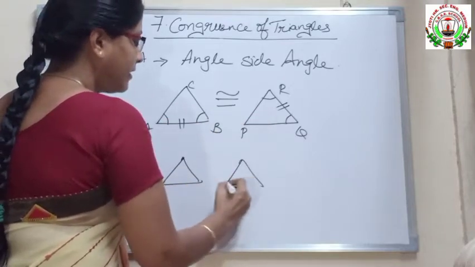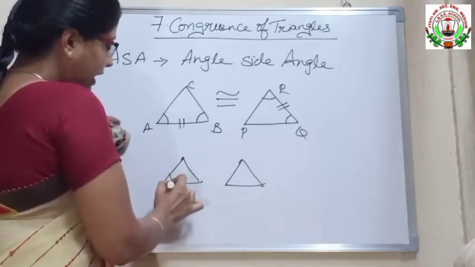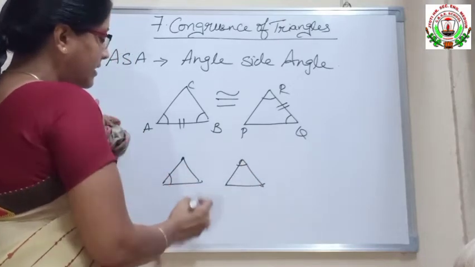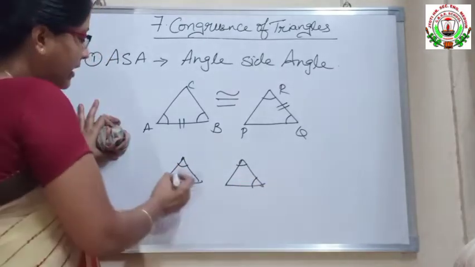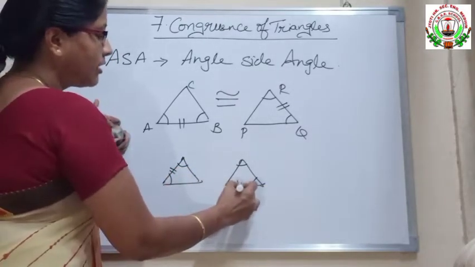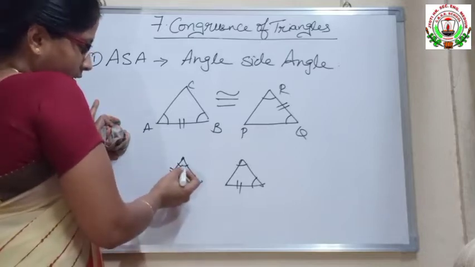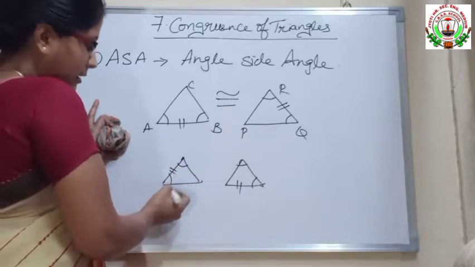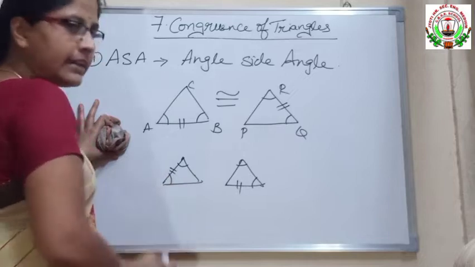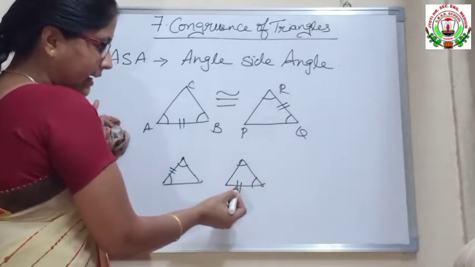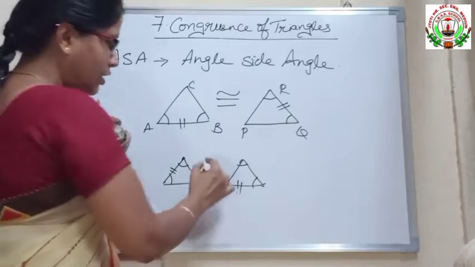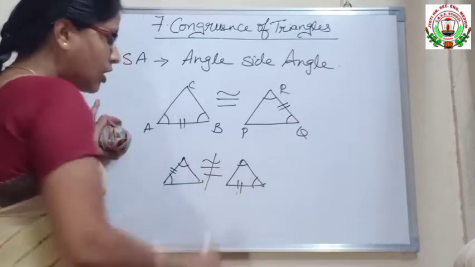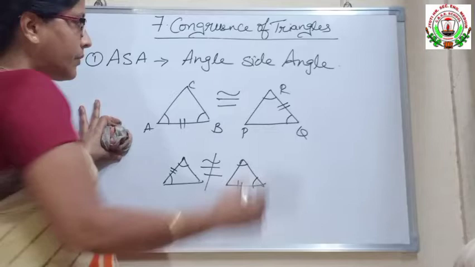Triangle here, triangle here. Think this angle is included, this angle is included, and this side is equal to this side. Side, angle, side. Here the angle is included, but the side has become out of the included part. So these two are not congruent triangles.